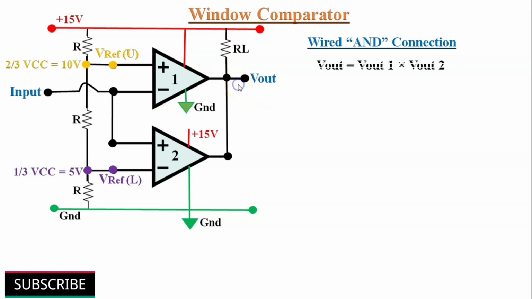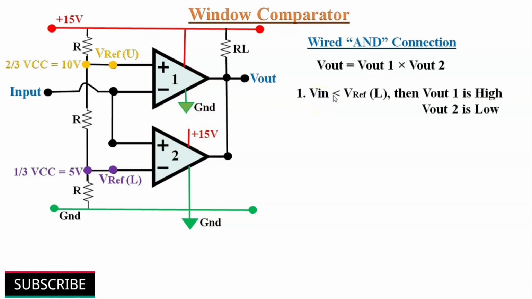The final output is comparator 1 output multiplied with comparator 2 output. So, if any of the comparator outputs is low, in that case the overall output will become low, and overall output will be high when both the comparators outputs are high. If the input voltage is lesser than the lower reference voltage of 5 volts, then the first comparator, that is inverting comparator, output will be high, and the second comparator output, that is non-inverting comparator output, will be low. So overall output becomes low.